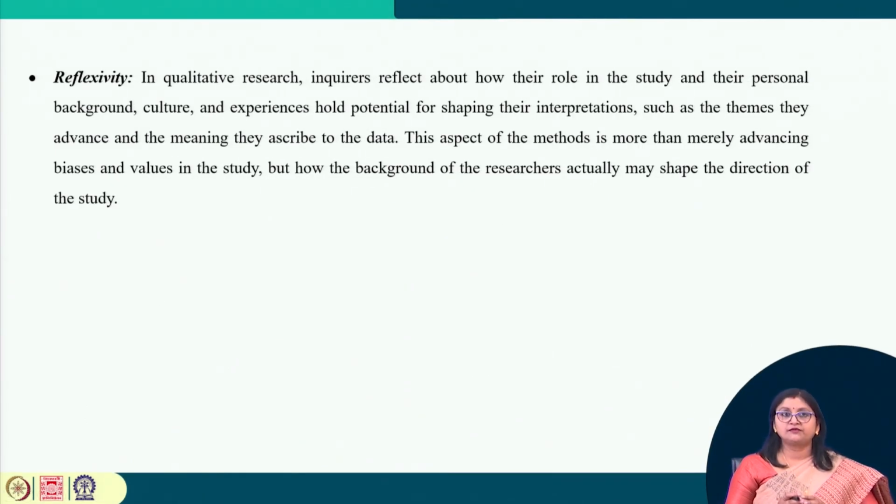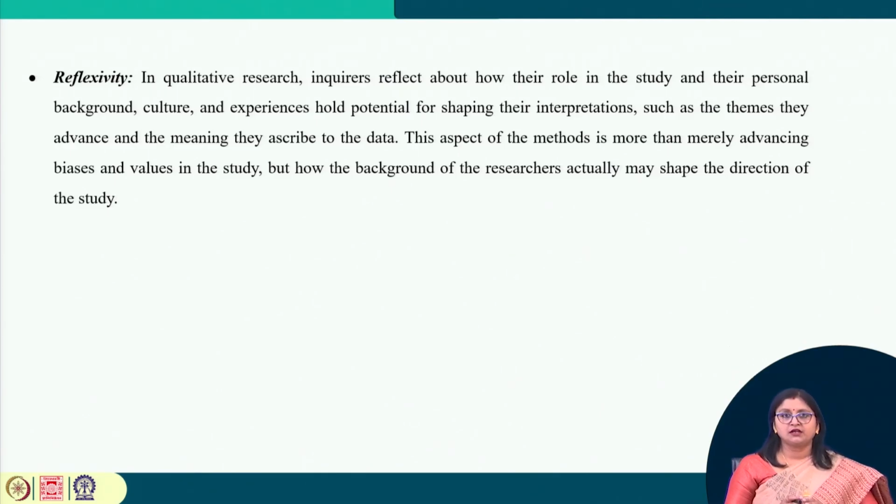Now, there is a term, reflexivity. Reflexivity in qualitative research means inquirers reflect about their role in the study and their personal background, culture and experience, which hold potential for shaping their interpretation, such as the themes they advance and the meaning they ascribe to the data.